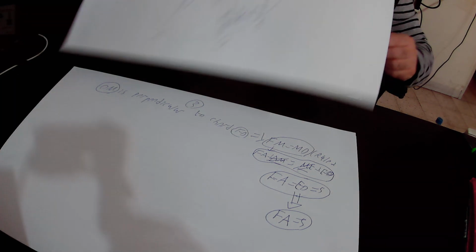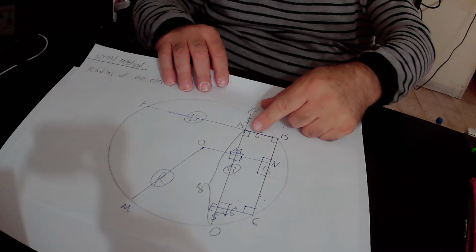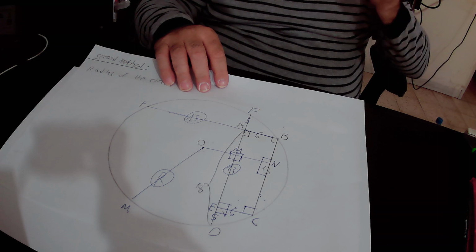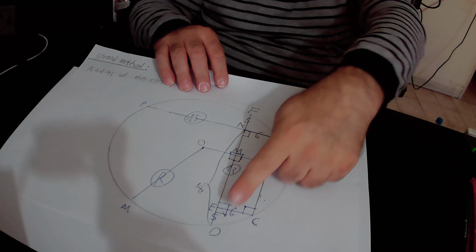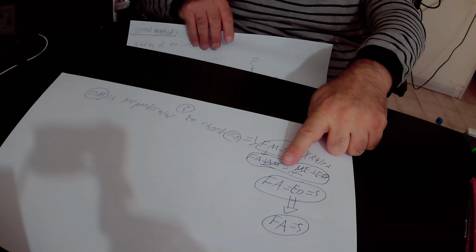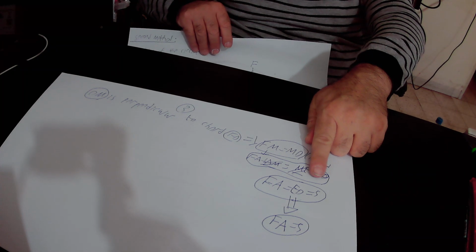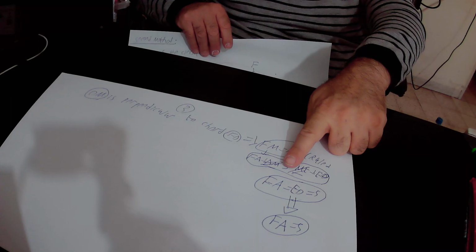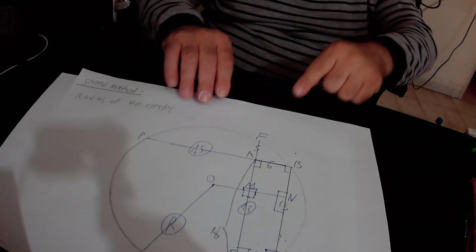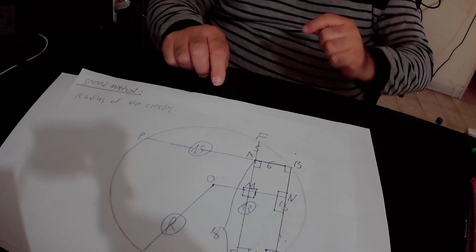Here, chord FA equals chord ED. But ED equals 5 units according to what we have already found out. So we can write here that ED equals 5. And from this equation, FA equals ED equals 5, we will derive that FA also equals 5 units. Here, FA equals 5 units.